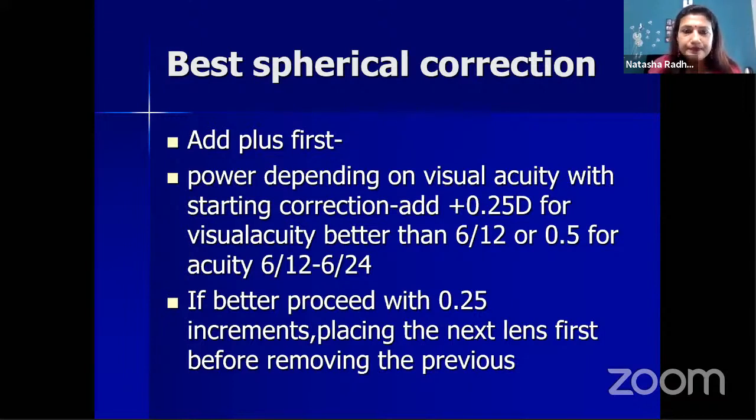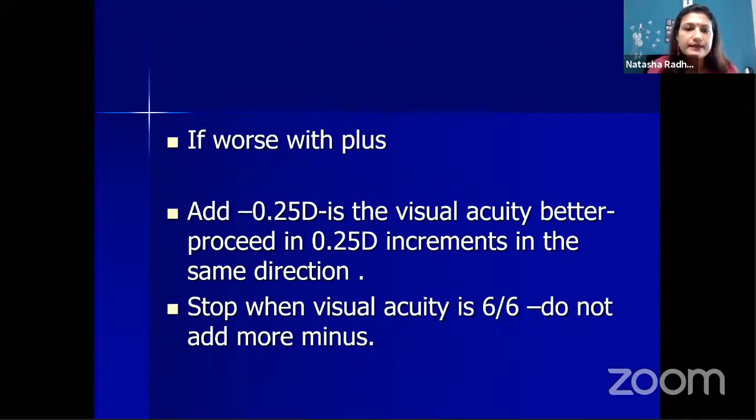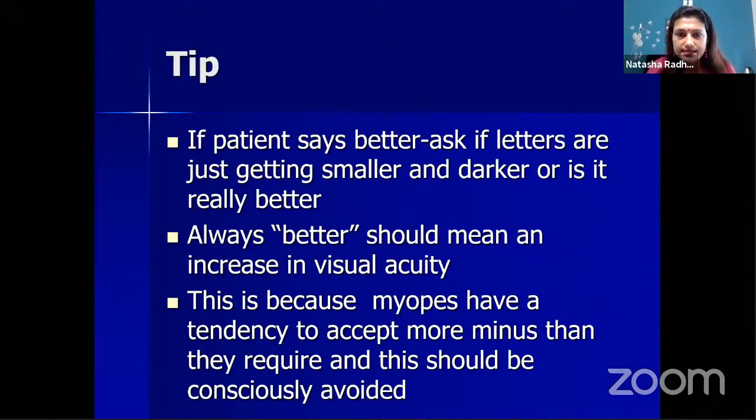Add the plus and make him read. Power depends on the visual acuity. If he is reading 6/12 or better, you can start with 0.25 increments. If the visual acuity is like 6/24, then you start with 0.5 increments, and as it gets better proceed with 0.25 increments, placing the next lens first before you remove the previous. If it is worse with plus, go in the opposite direction, add a minus 0.25 and see if he can read better. And stop when the visual acuity is 6/6. Once you're adding minus, don't add more minus once the visual acuity reaches 6/6.